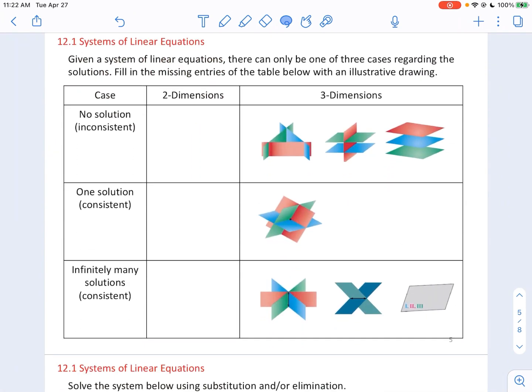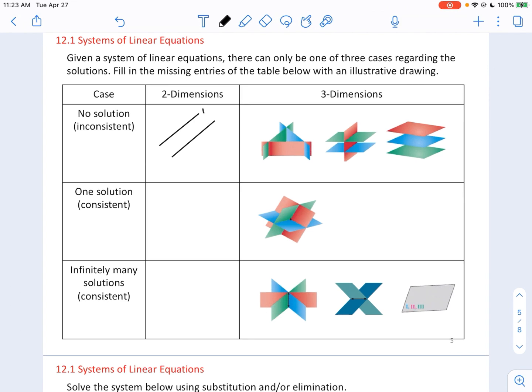Now, given a system of linear equations, there can only be one of three cases regarding the solutions. Fill in the missing entries of the table below with an illustrative drawing. Now, there are already illustrative drawings for the three-dimensional case, but not for the two-dimensional case. One possibility with a system of linear equations is that there's no solution. In the case of two dimensions, that just means we have parallel lines. So this is equation 1, this is equation 2. We have parallel lines. That's the only way that you have two equations and an inconsistent system.